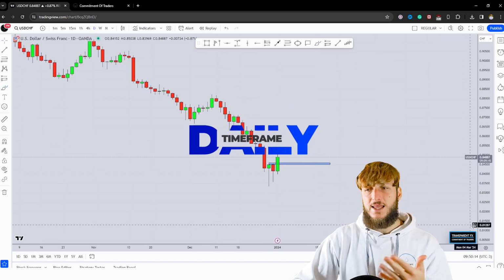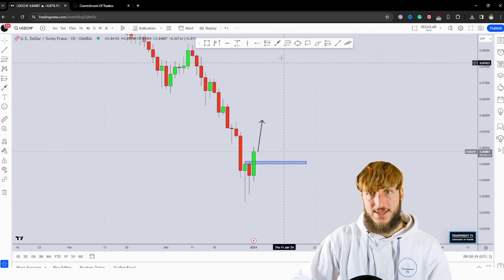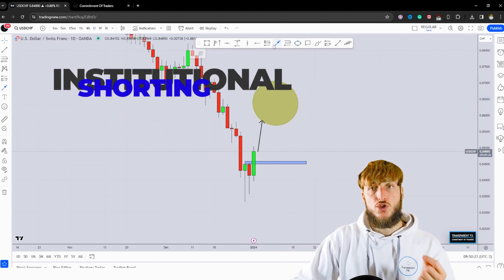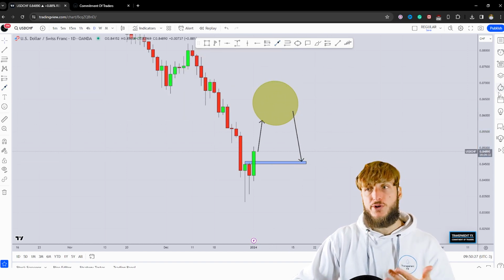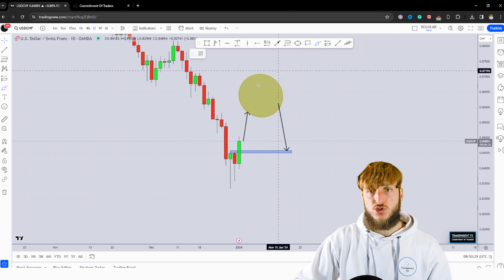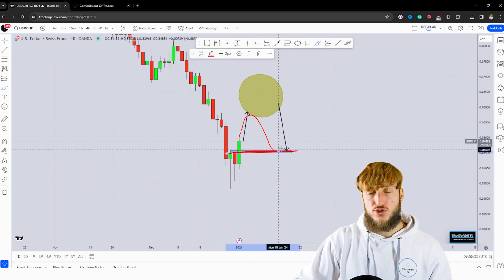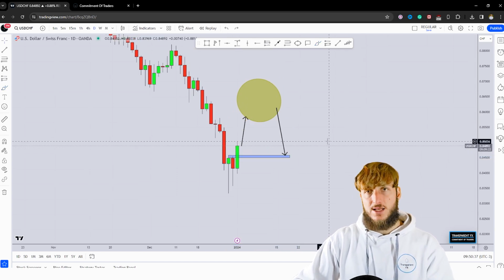Now, this means that if we will actually have here the creation of this W formation from a daily perspective, we could definitely see more institutional shorting of USD-CHF, which would at that point further increase the probabilities of a potential rejection to the downside for the completion of this W formation from a daily perspective at the neckline. So what I would expect in a situation like this.